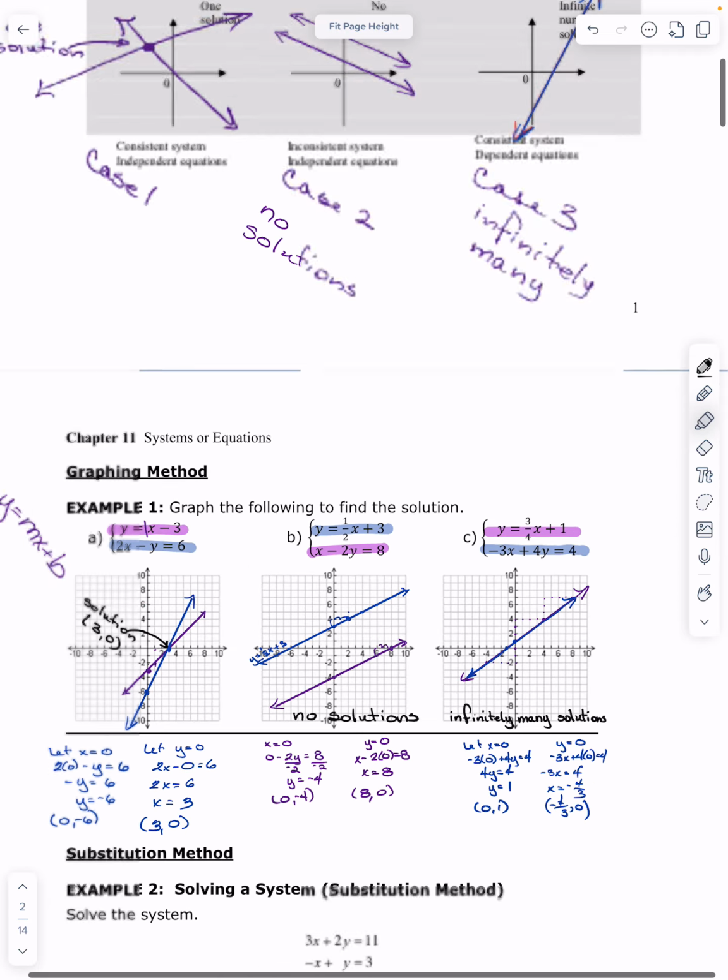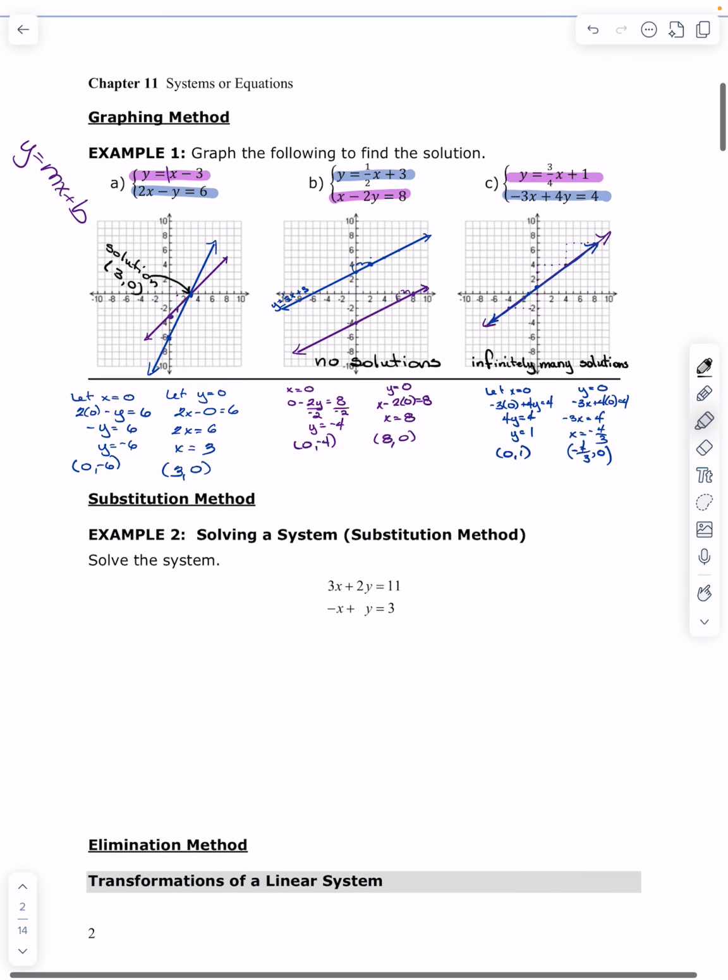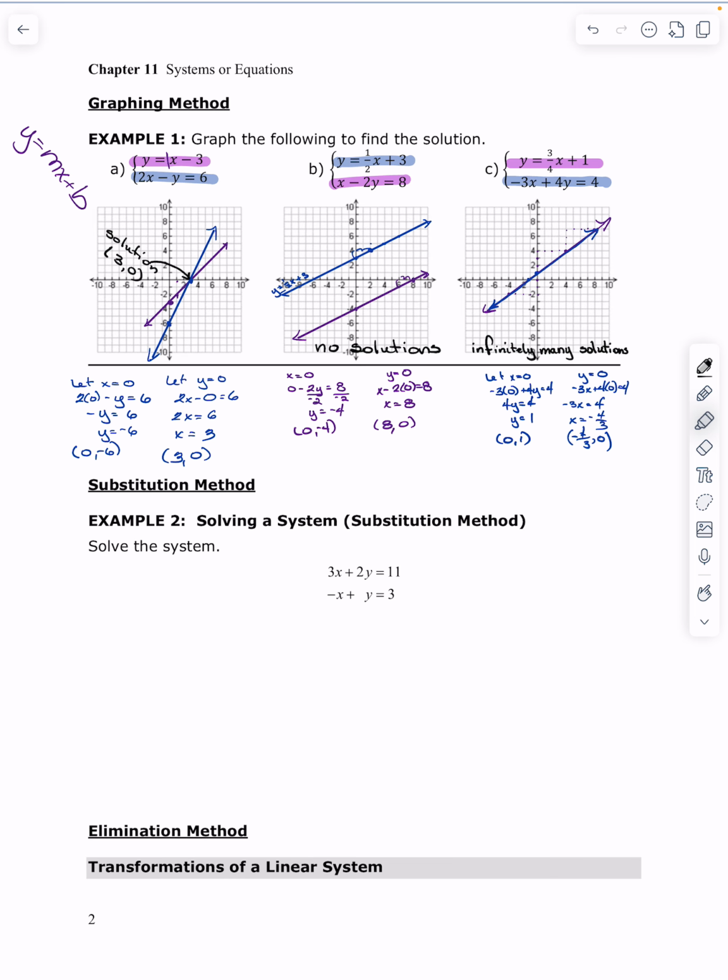Solved by graphing. That's great if you've got numbers that are easy to work with, and if we've got solutions that are whole numbers. Not always fabulous though. Because if my solution is the point (-5/13, 121/8), there's no way I'm going to pick that out on a graph. So we go to method number 2, the substitution method.